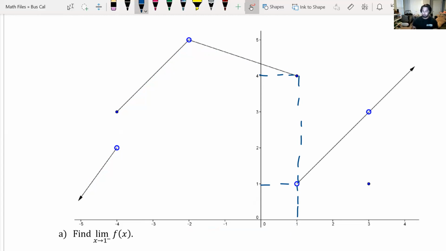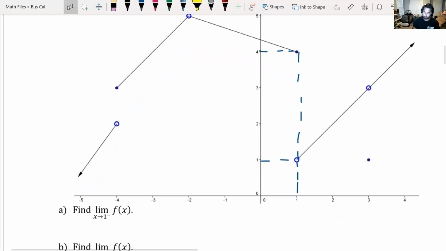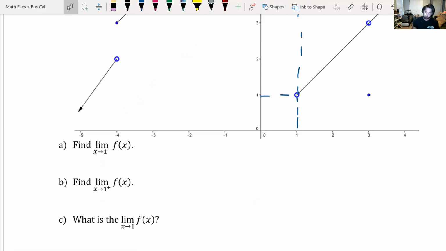So, once again, as we approach 1 from the left side, my y values get closer and closer and closer to 4. So, the limit from the left at 1 is going to be 4. All right, look at the next one. What is the limit as x approaches 1 from the right?